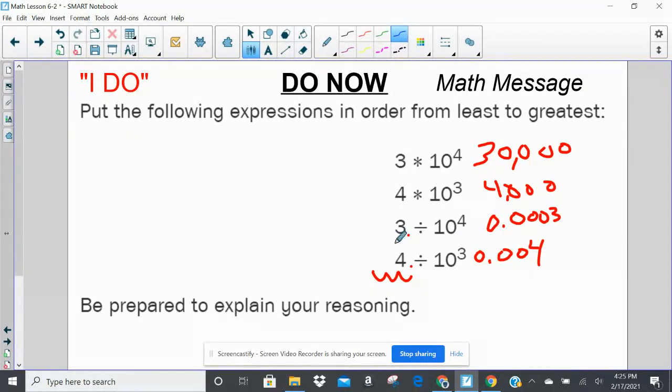Let's put those in from least to greatest. Which one is the smallest? The smallest is going to be this one. So this one is going to be the first one that I would write. The next smallest would be the very last one. And then we would have 4,000, and then the greatest here would be 30,000. So that's what it would be in these expressions in order from least to greatest.